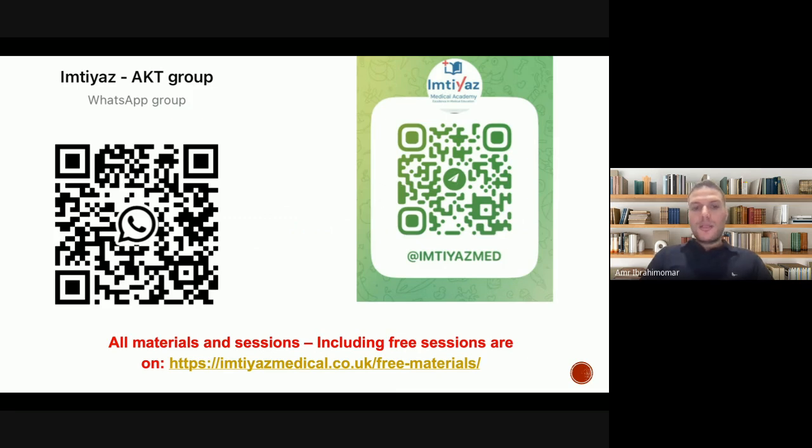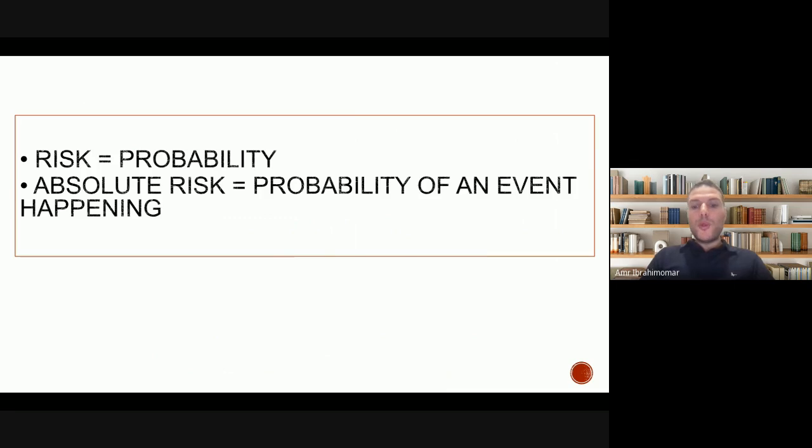All right, so let's move forward, guys, and we can start. When we say risk, it means probability in stats. And when we say absolute risk, we mean the probability of something to happen. Your chance or probability to have a cancer, a heart attack, a stroke. Very important to put these two tiny concepts in your mind.